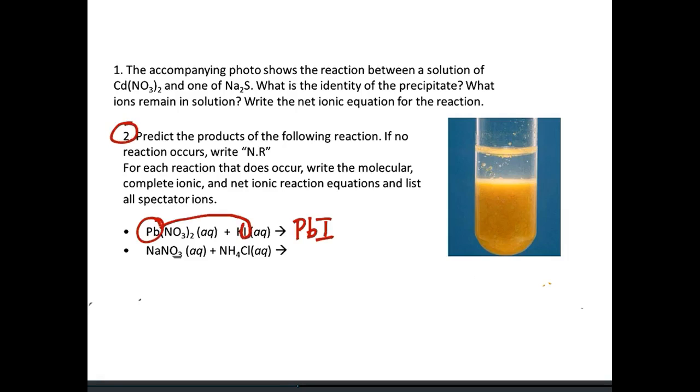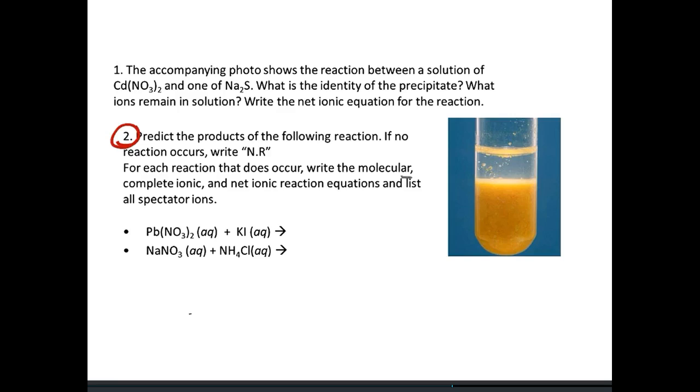Number two, we're going to predict the products of the following reaction. If no reaction occurs, write NR. So no reaction would mean that you don't form a solid. So if everything that forms is aqueous, you would write no reaction. So if all the salts that form when you swap partners are soluble, then you would write NR.